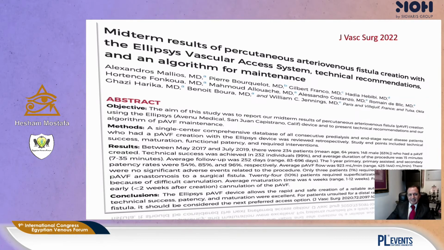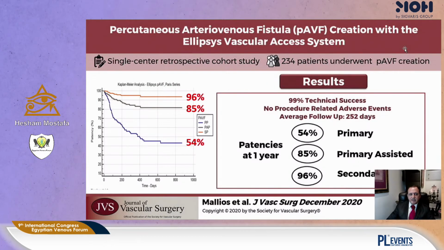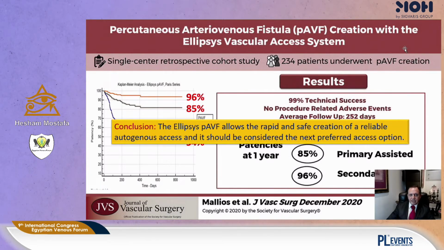How good is this system? This is a very nice single-center retrospective cohort study. They looked at 234 patients using the Ellipsys system. They had 99% technical success, no procedure-related adverse events, and they looked at 1 year patency. Primary patency was 54%, primary assisted patency was 85%, and secondary patency was 96%. So they concluded that Ellipsys percutaneous AV fistula allows the rapid and safe creation of reliable autogenous access and should be considered the next preferred access option.